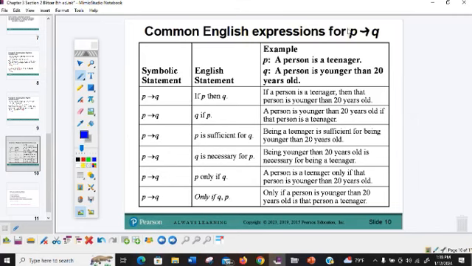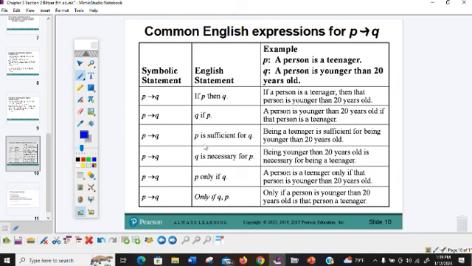While we're looking at if P then Q, let's look at some statements in English that mean the same thing. So if we just do if P then Q, we could say if a person is a teenager, then that person is younger than 20 years old. That's kind of the straightforward way, if P then Q. They may say Q if P. A person is younger than 20 years old if that person is a teenager. See how they left out the then and they switched it around?